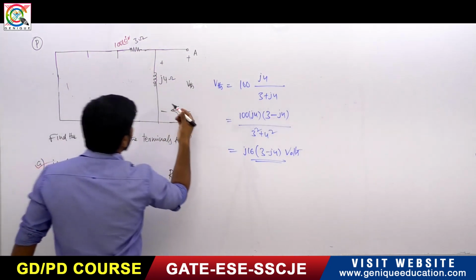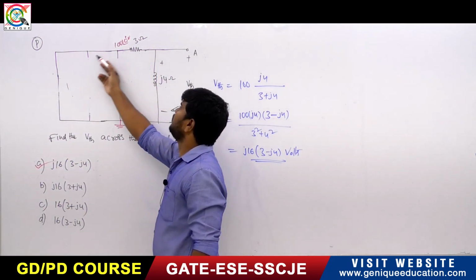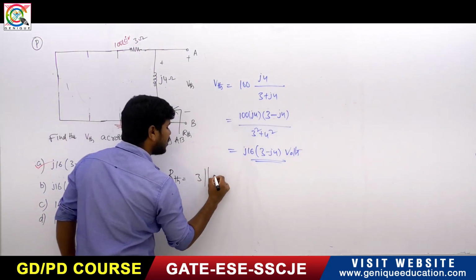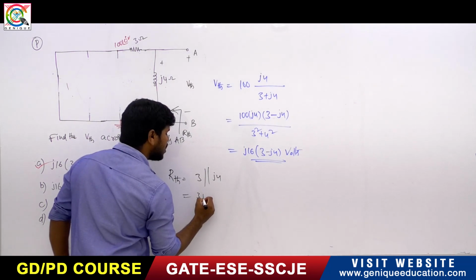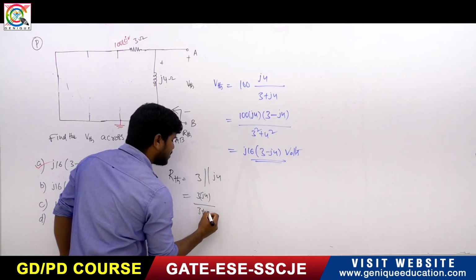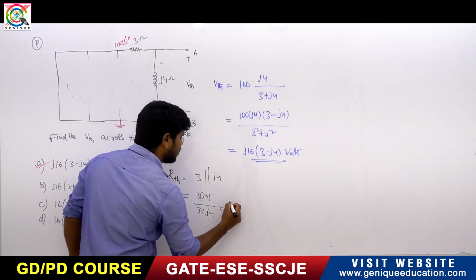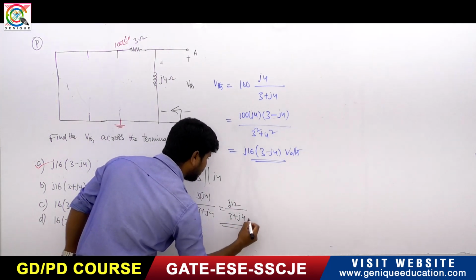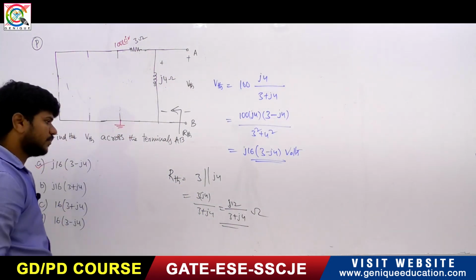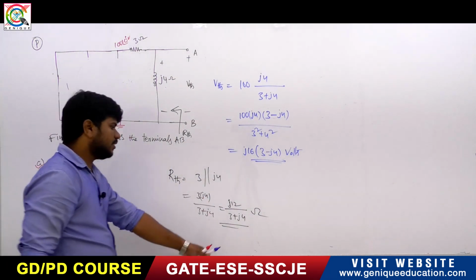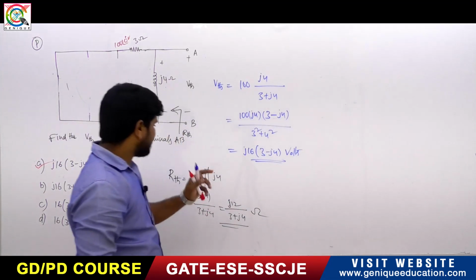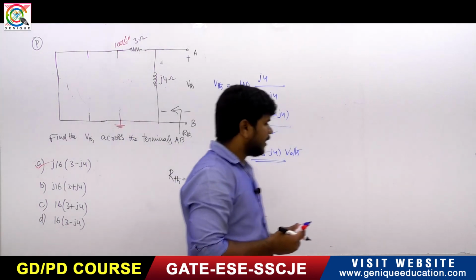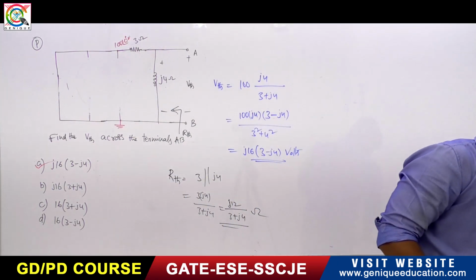To find the RTH, if you see from this side, this j4 is in parallel with 3. So RTH is equal to 3 in parallel with j4. So this will be 3 times j4 divided by 3 plus j4. This is j12 divided by 3 plus j4. You can also write this in polar form, but this is the RTH. Like this you have to find the RTH and VTH for these kinds of questions.